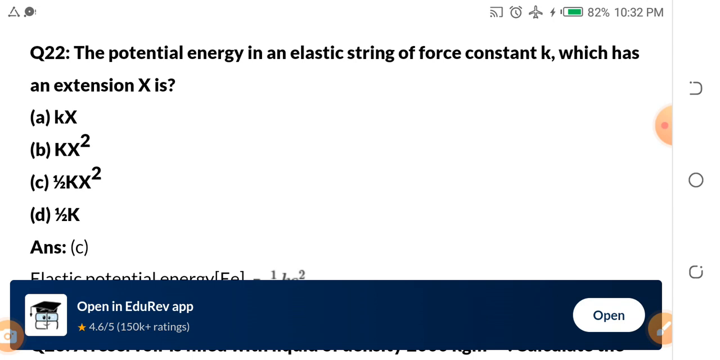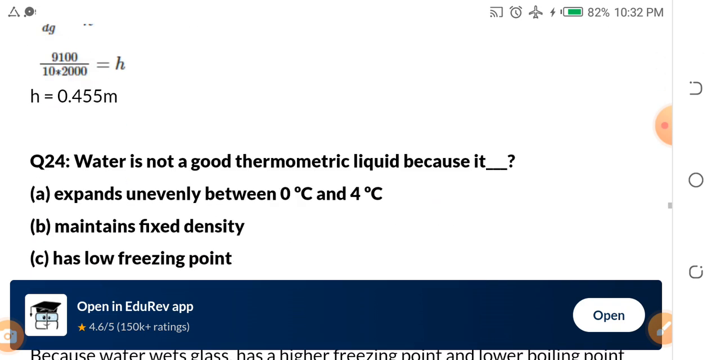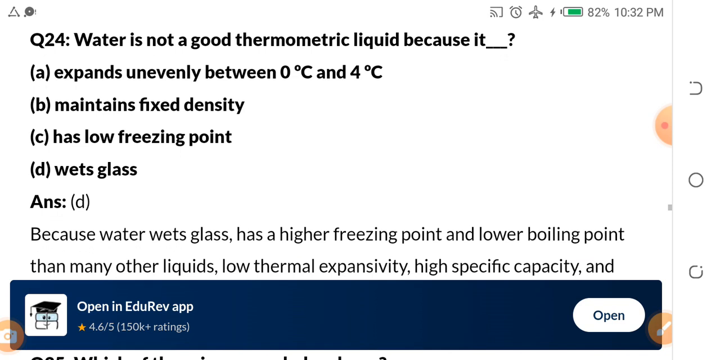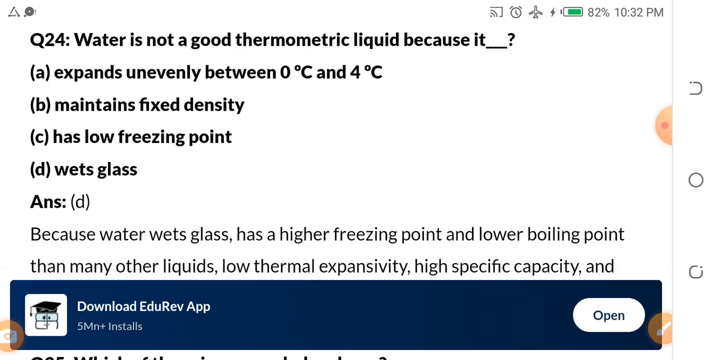Let's look at question number 24. Water is not a good thermometric liquid because it's dash. We have thermometric liquids like mercury. Thermometric liquids are those liquids that are used in thermometers, right? Every thermometer has those liquids. The popular one is mercury, right? Depending on the linear expansivity when temperature changes.